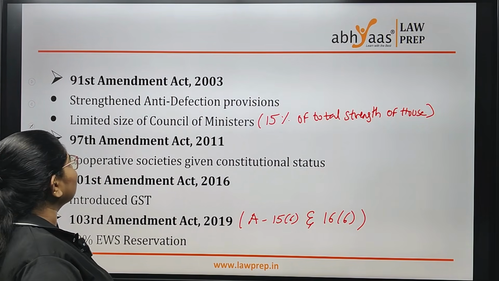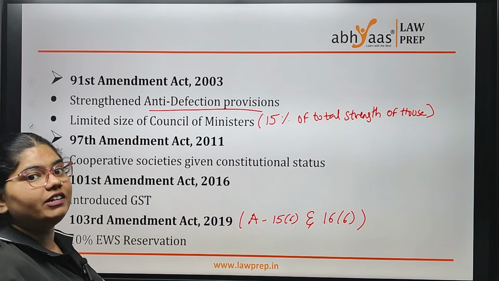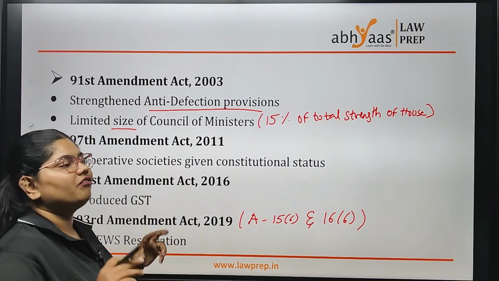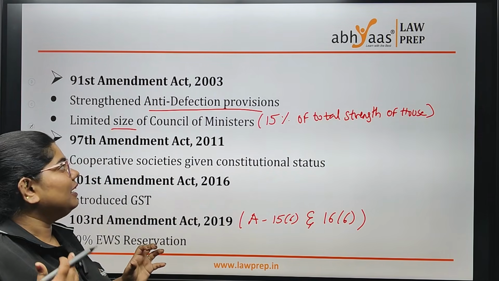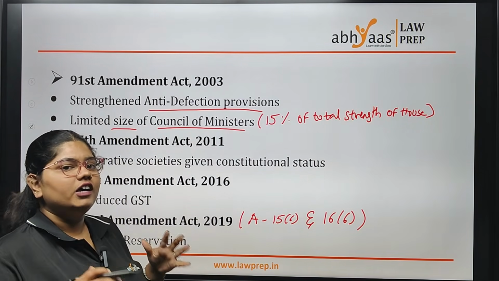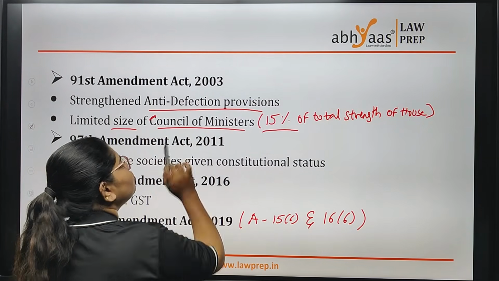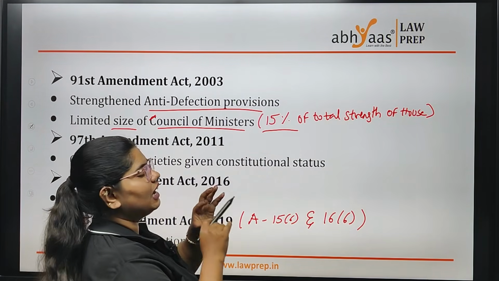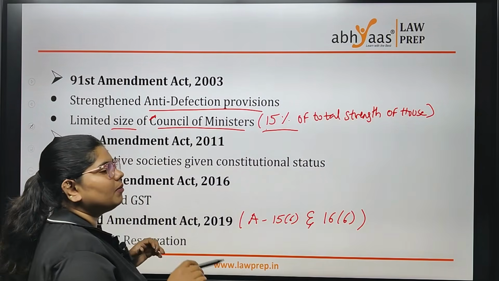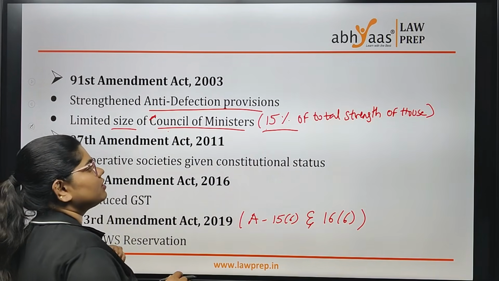Now comes your 91st amendment, which is also talking about your anti-defection provisions. They have strengthened your anti-defection provisions, and they have also controlled the limit of people being appointed as council of ministers. For example, in Lok Sabha, if there are 100 people, only 15 will be considered as council of ministers. Here we have set a limit, 15% of the total strength of the house. Whatever the strength of Lok Sabha, 15% of it will only be eligible for your council of ministers.